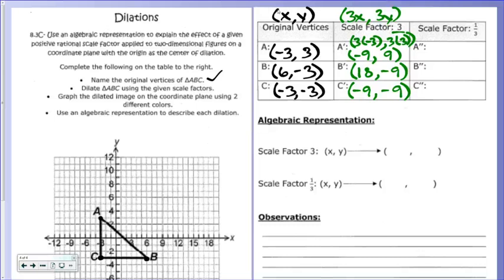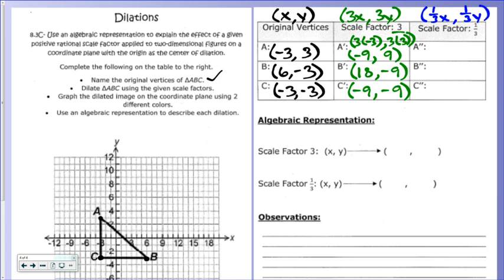So 1/3, you're going to plug that in just like what you did before. Okay, we have to decide what's happening. How do I get from my original image to the new one? My scale factor is 1/3, so I'm multiplying everything by 1/3. So my new scale factor would look like 1/3 x, 1/3 y.